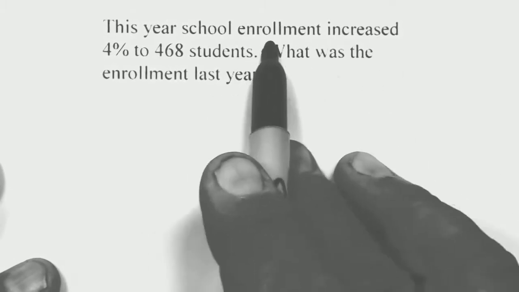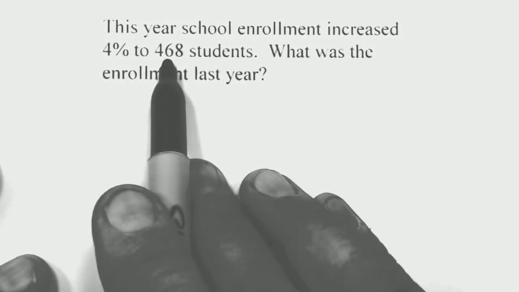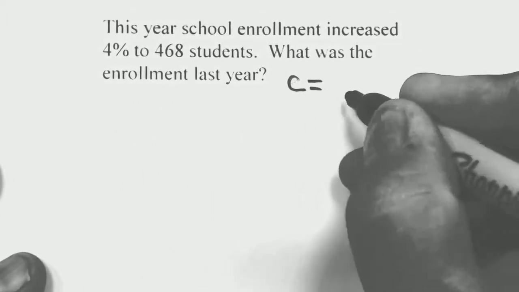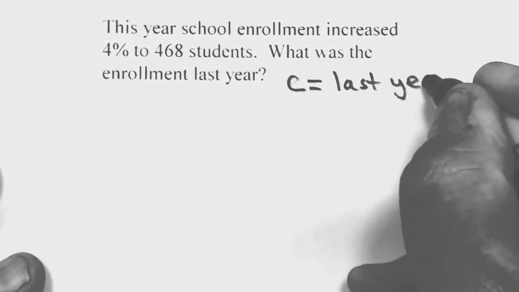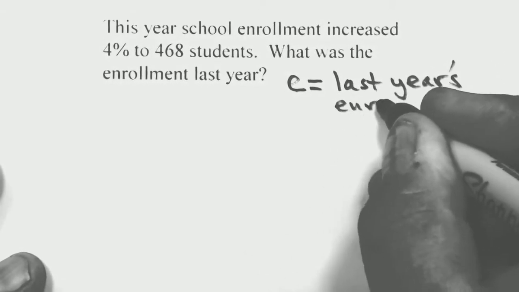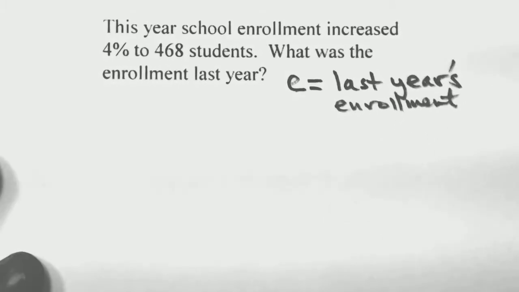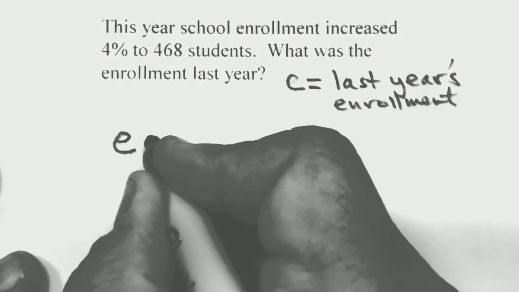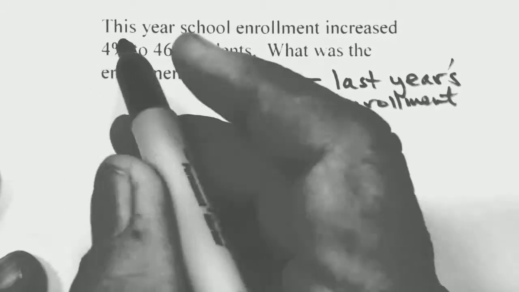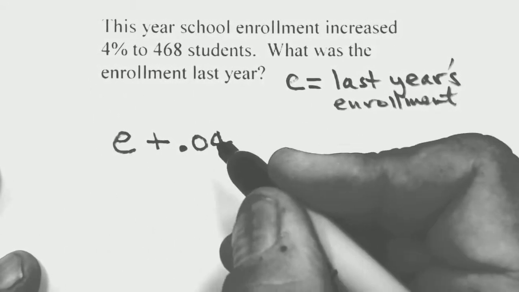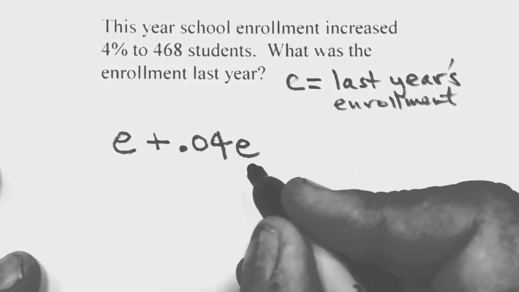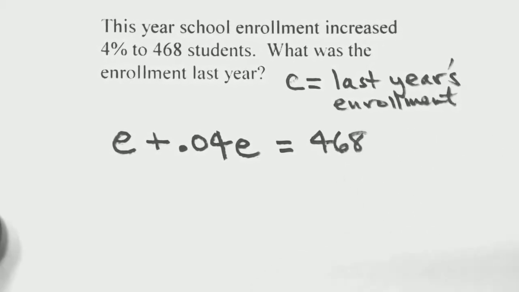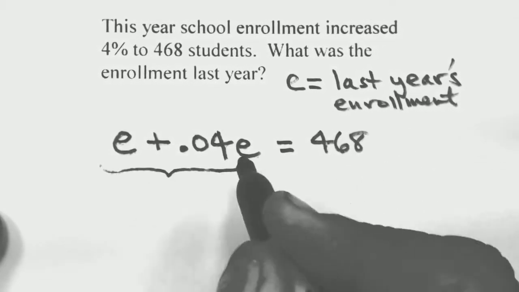This year, school enrollment increased 4% to 468 students. What was the enrollment last year? Okay, let's say E equals last year's enrollment. Again, you can use any letter you want. So, starting out with how many students were in last year, there's an increase, so that means we're adding, and 4% is 0.04, and of course, times the variable we have, E, and that now equals this year, the 468 students. Okay, well, once again, we can combine the like terms here.